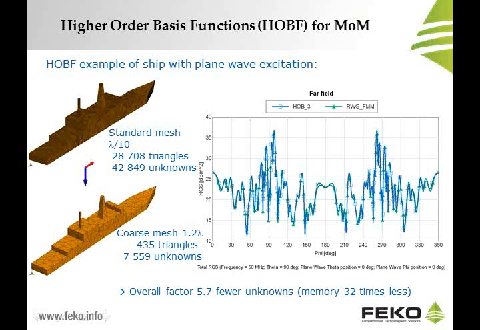The number of unknowns gets reduced here by a factor of almost 6, which for the full wave method of moments, which is used here, translates into a saving in memory requirement by the square of that number. So it's about 32 times less memory, and in the result graph you see the green and the blue curve for the radar cross-section, that they are nearly identical.